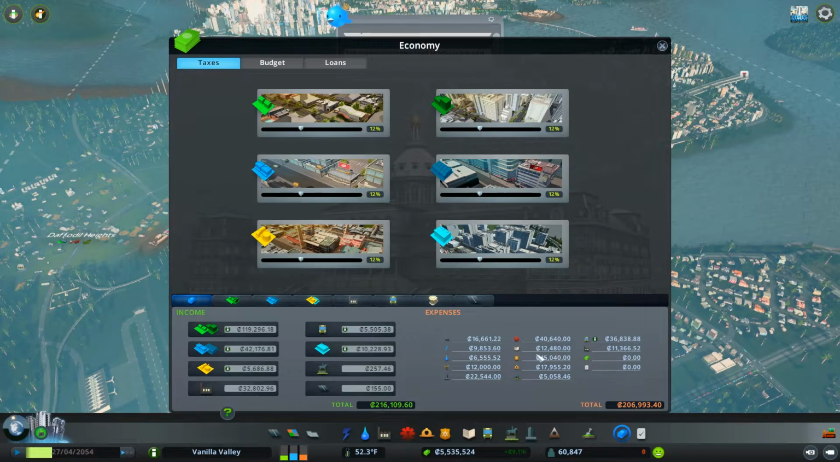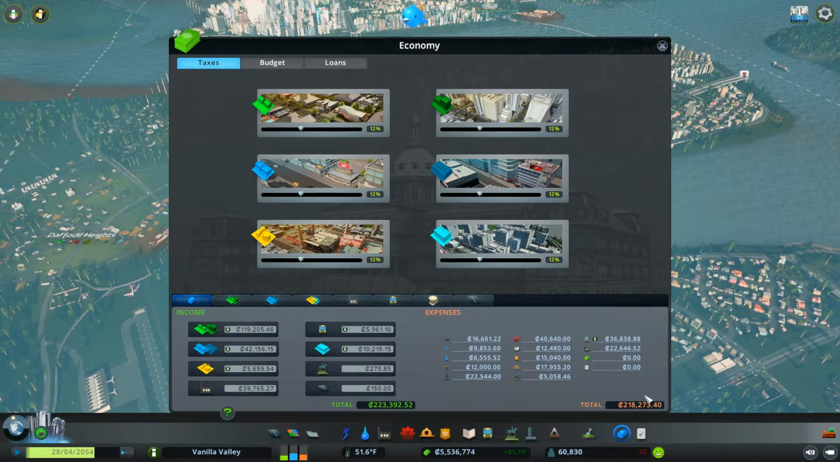Now, over here, you also see more numbers, kind of breaking down your roads, what you're spending on power, water, trash, unique buildings, your healthcare, education, police, fire, all that stuff is over here, okay? So it shows you your total income and your total expenses. So as you can see, we are making $5,568 more than we're spending per week.